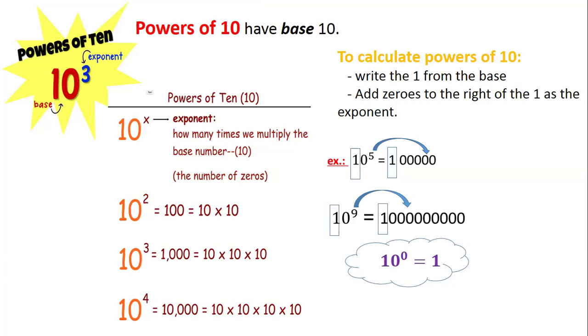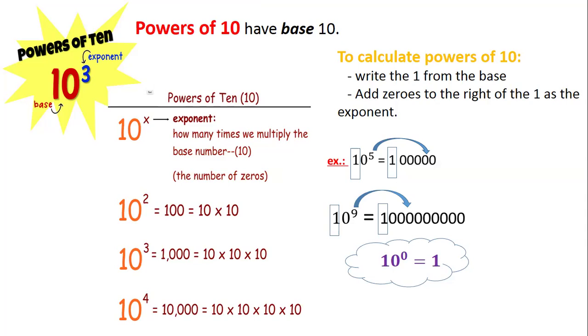Powers of 10, of course, have a base 10. 10 to the power x, where the base is 10 and x is the exponent. 10 squared is equal to 10 times 10, which is 100. 10 cubed is equal to 10 times 10 times 10, which is 1000.